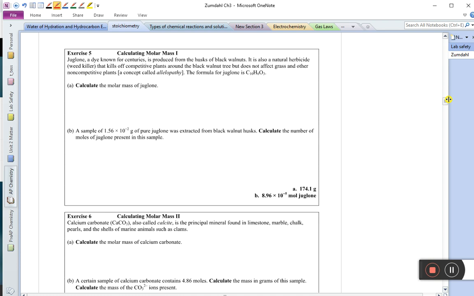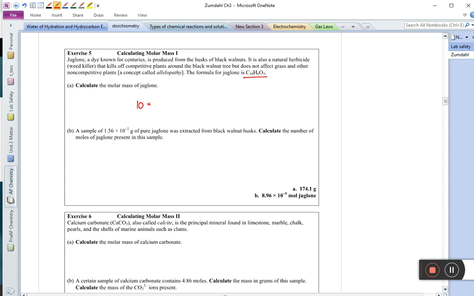All right, so molar mass. It's talking about juglone, a dye known for centuries, produced from husks of black walnuts. Natural herbicide, yay. The formula is given. Calculate the molar mass. It's just add them all together. So because we've got more than one of everything, we just multiply the masses from the periodic table. Pretty straightforward, got covered in the quick prep stuff. We'll be practicing this a lot. It's just usually not the only question you're being asked.